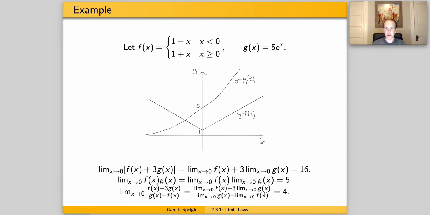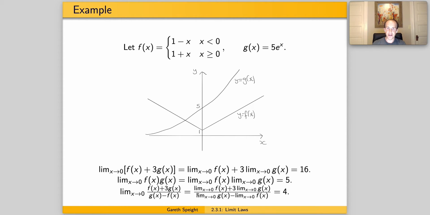Okay, and then if we look at the numerator, okay, we said the limit of f was 1 and the limit of g was 5. So on the top we're going to get 16. And then on the bottom we're going to get 5 minus 1, we're going to get 4. So 16 divided by 4 equals hopefully 4.